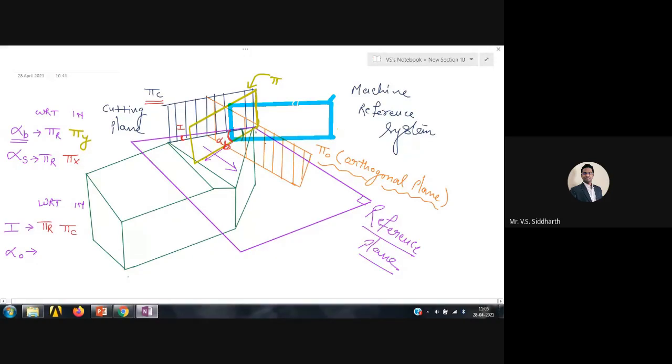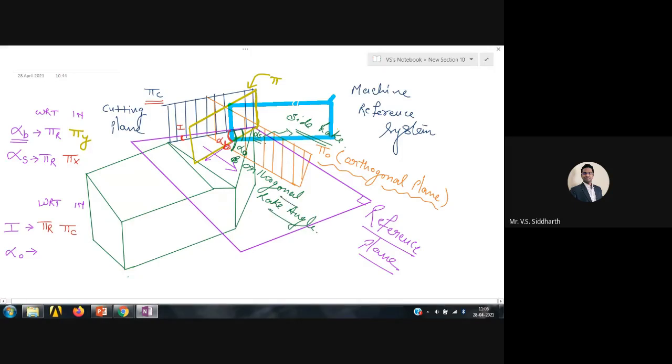That will be alpha s. Similarly, the back rake angle will be here. Sorry, orthogonal rake angle, alpha o. So this is the sideward inclination, that is alpha s, which is the side rake angle. And here this is the orthogonal rake angle.